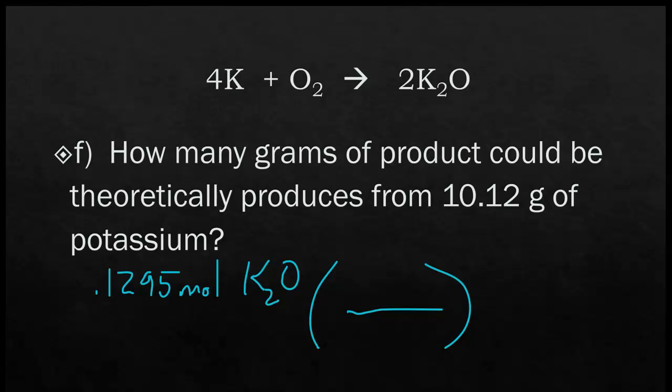And so what I will do is put my moles here on the bottom. That way they're going to cancel out whenever it comes off the periodic table. It's always 1 mole of whatever it is, and we know that that is 94 grams of K2O. And then so we're going to simply multiply right across the top and then divide by 1. And 0.1295 times 94 is 12.17. So if we were to do this activity, we would get 12.17 grams of K2O.